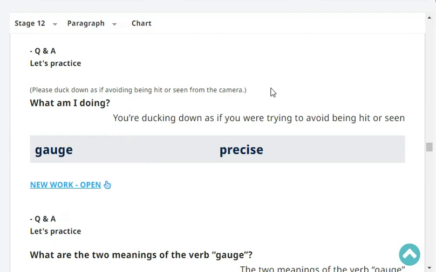What am I doing? You are ducking down as if trying to avoid being hit or seen. Very good.